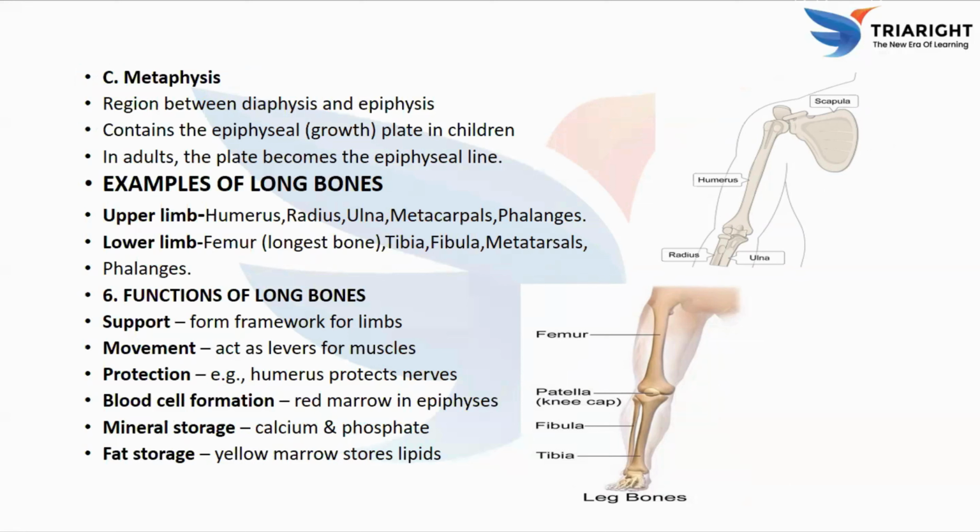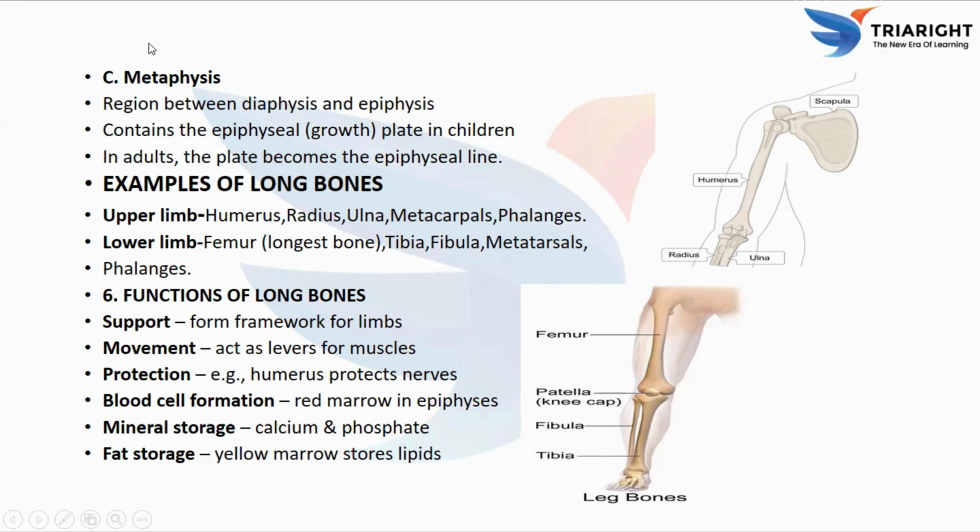So what are the examples of the long bones? They may be in the upper limb. The upper limb consists of humerus, radius, ulna, metacarpals, and phalanges. The other example is the lower limb. The lower limb consists of femur, the longest bone of the body, tibia, fibula, metatarsals, and also the phalanges. You can clearly see the picture over the right side. The scapula, humerus, radius, ulna, both the upper limb and lower limb pictures are these.